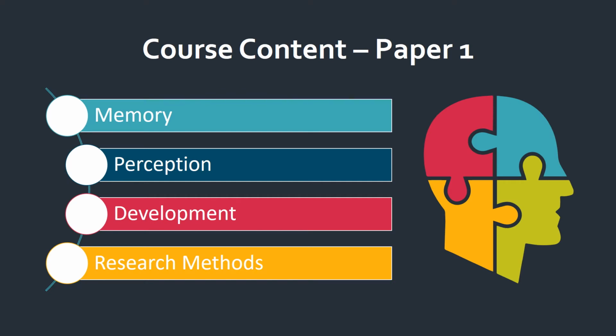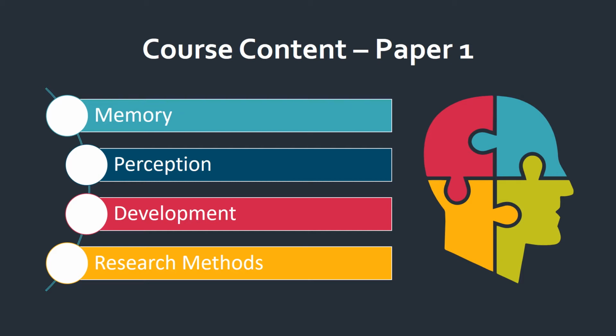The psychology course is split up into 8 different units, and 4 of these feature on exam paper 1, the other 4 feature on exam paper 2. Each of the papers is an hour and 45 minutes long and contains a variety of different question types, from multiple choice to short answer questions all the way through to longer essay style questions.